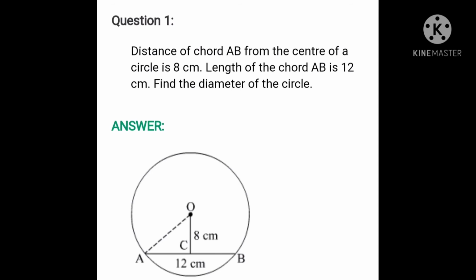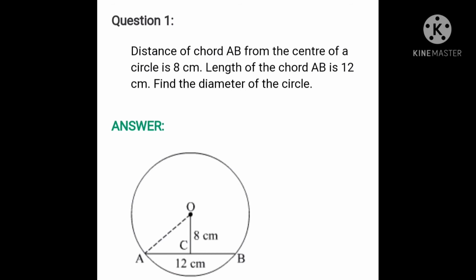So first of all, as per the instruction, draw the figure. In a circle, AB is the chord. See in this figure, AB is the chord and the distance of the chord from the center is indicated by OC. OC is 8 cm and the length of the chord AB is 12 cm, and we have to find the diameter of the circle. To find the diameter, first find the radius of the circle, and twice the radius is nothing but the diameter of the circle.